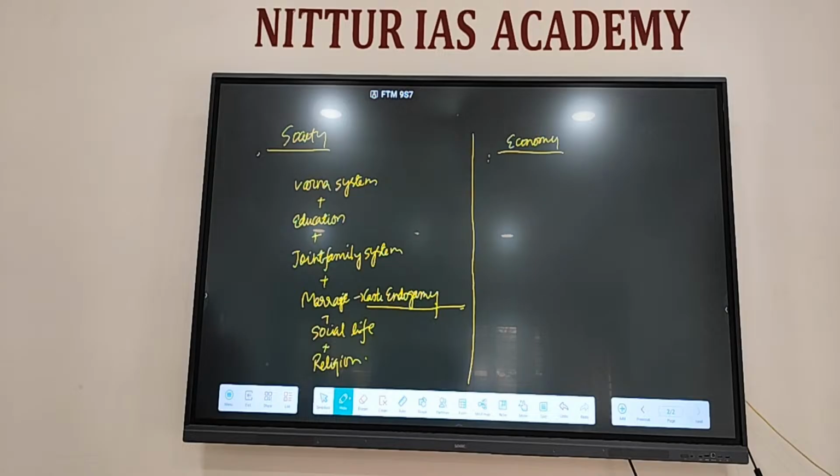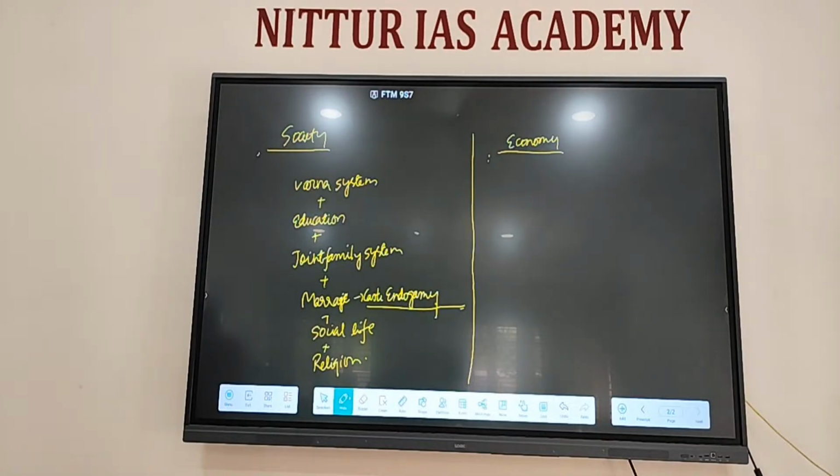Next one: there is a growth in irrigation sources, such as wells, tanks, canals, etc.